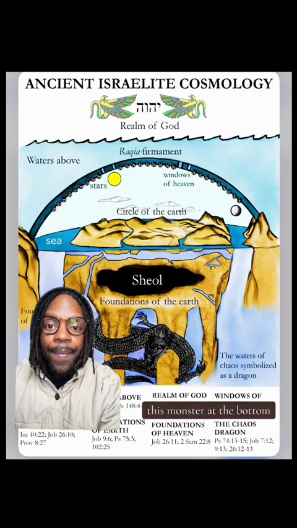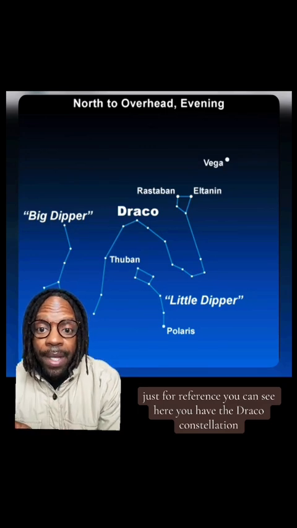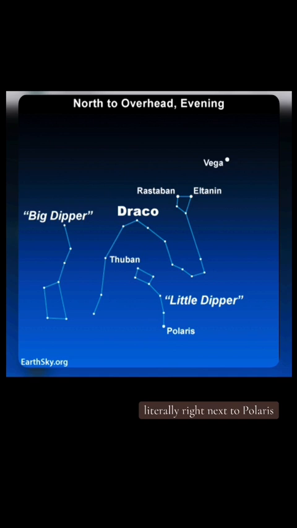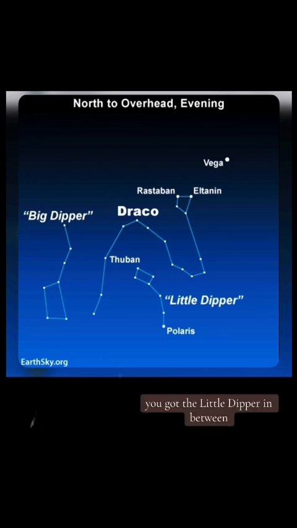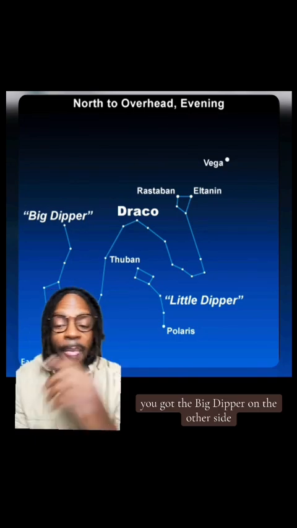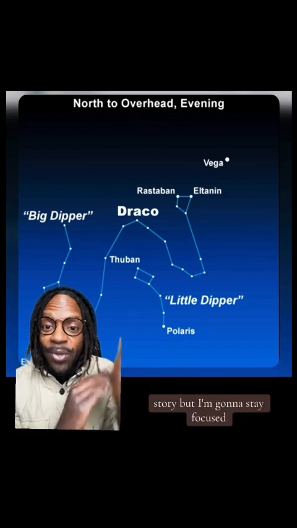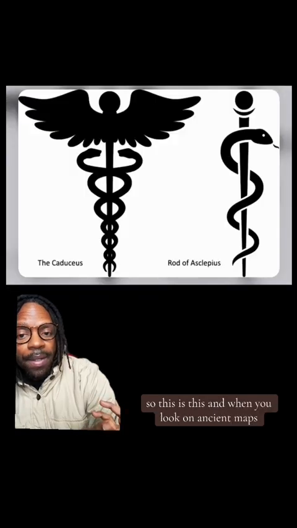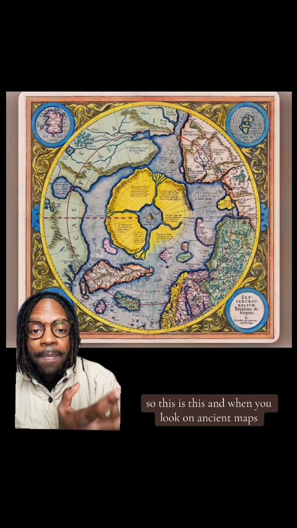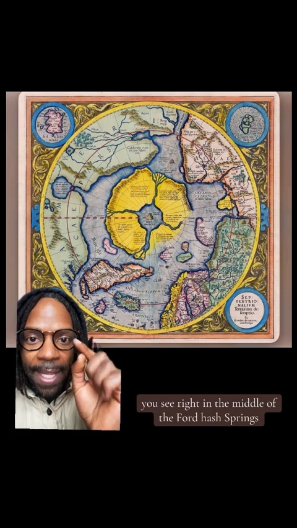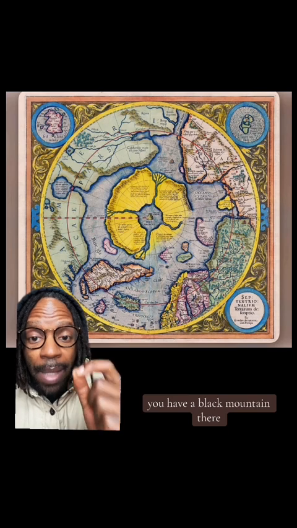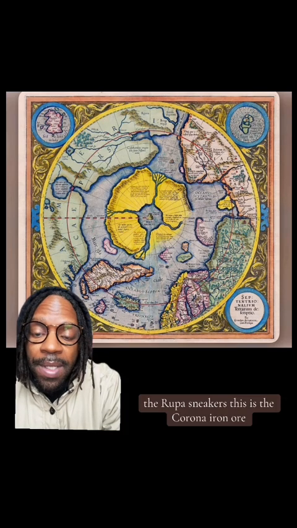And just for reference, you can see here, you have the Draco constellation literally right next to Polaris. And you know, you got the Little Dipper in between. You got the Big Dipper on the other side. That's a whole other story, but I'm going to stay focused. So this is this. And when you look on ancient maps, you see right in the middle of the Four Head Springs, you have a black mountain there, the Rupes Nigra.